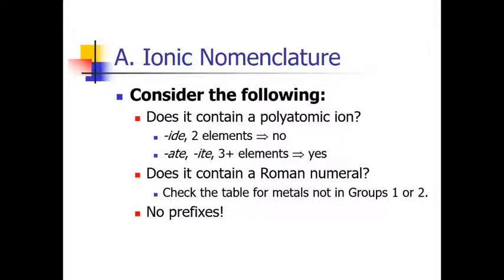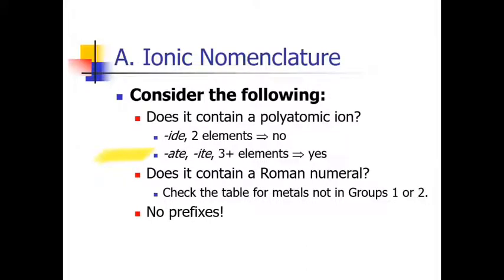But in the latter part down here, if the name ends in "ate" or "ite," it is guaranteed to have a polyatomic ion. And if you have 3 or more elements for what we're doing, absolutely there is a polyatomic ion. Then you also have to ask yourself, hey, does it contain a Roman numeral? Either it does if it's a name, or maybe it doesn't.